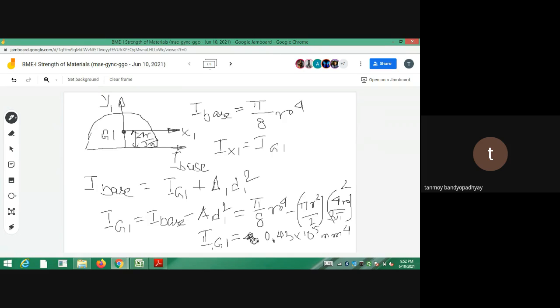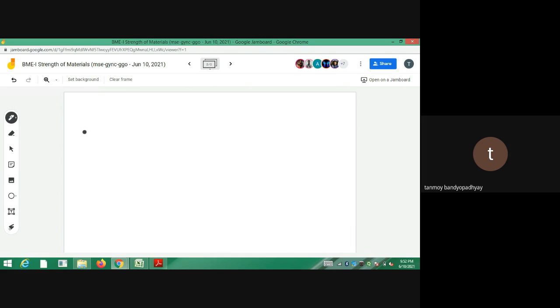So now once you have got IG1, you can calculate the contribution of element 1, the moment of inertia about G. Now if I draw the figure, this was the semicircle. Now it is joined. This is the centroid of the semicircle, which I am calling G1. So I draw an axis passing through G1.